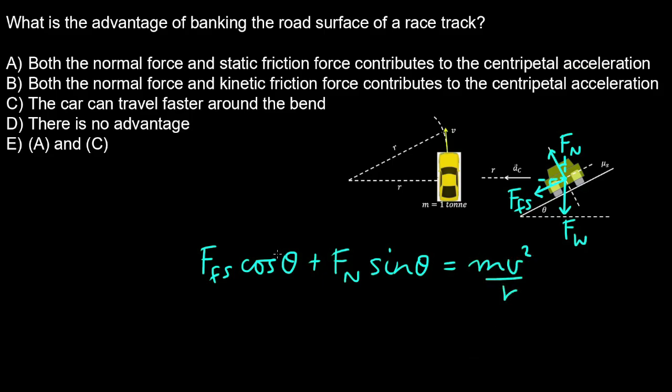So therefore, if there's no banking angle, then this second term would be 0, and only the static friction force would contribute to the centripetal acceleration, and the maximum speed that the car can travel around the bend would be smaller. And part D is incorrect, because we've identified part A and part C as the advantages. So the correct answer is E.